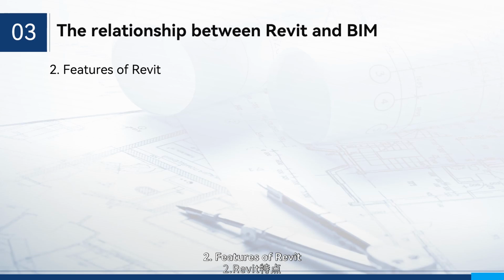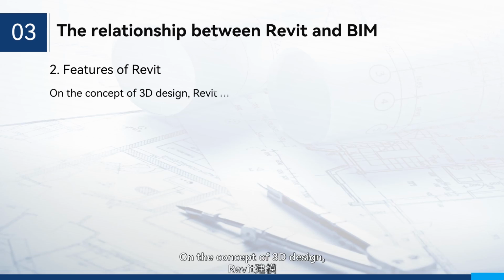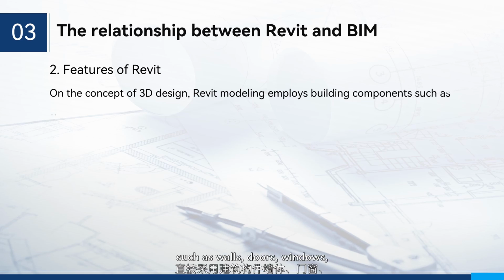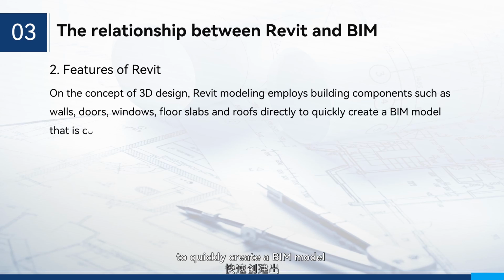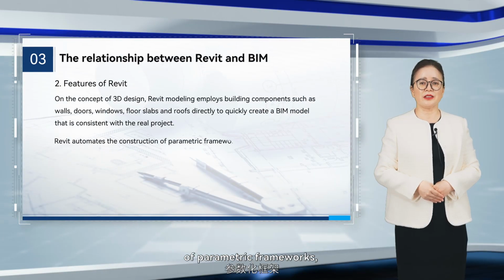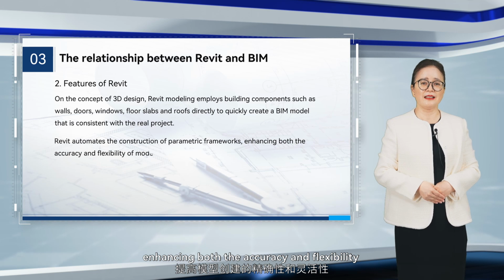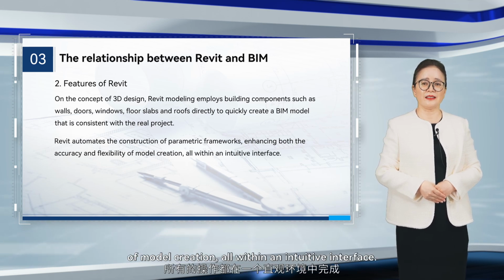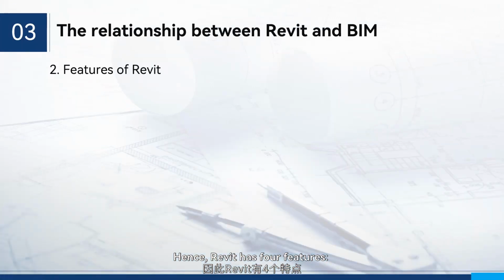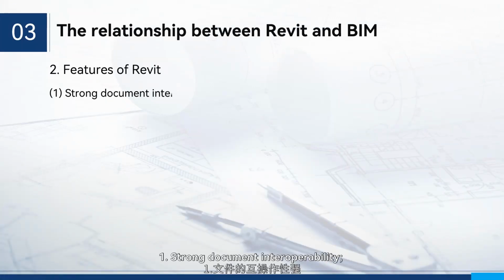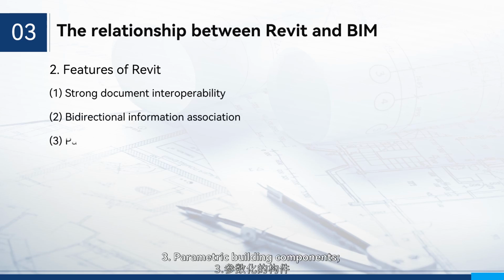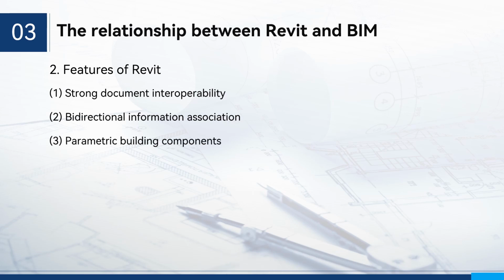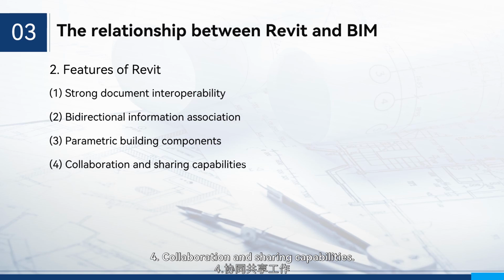2. Features of Revit. On the concept of 3D design, Revit modeling employs building components such as walls, doors, windows, floor slabs, and roofs directly to quickly create a BIM model that is consistent with the real project. Revit automates the construction of parametric frameworks, enhancing both the accuracy and flexibility of model creation, all within an intuitive interface. Hence, Revit has 4 features. 1. Strong document interoperability. 2. Bidirectional information association. 3. Parametric building components. 4. Collaboration and sharing capabilities.